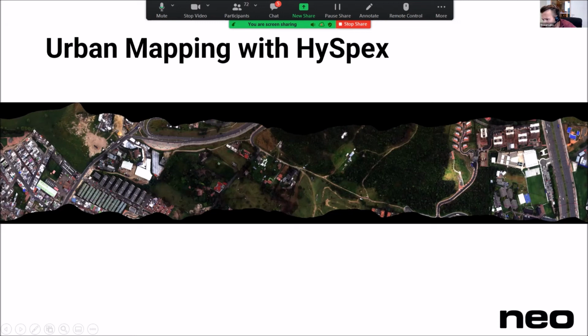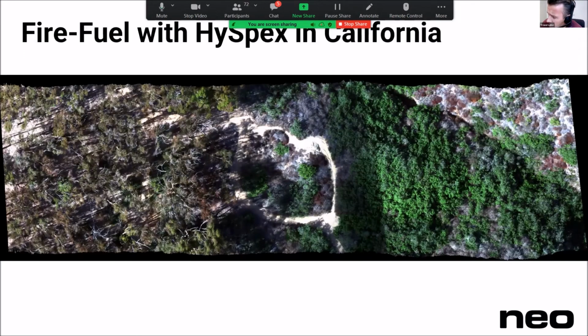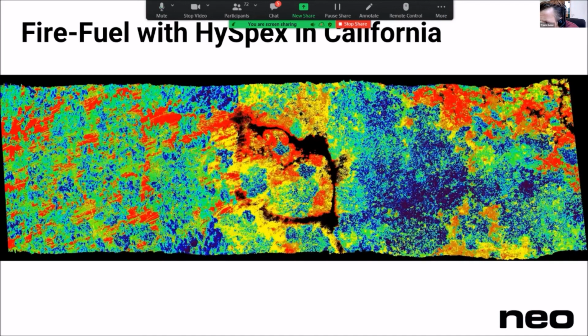Urban mapping, not sure where this is, but we can detect what you're looking at on the ground in very rough classes, not too many classes here. This is a demo we did in San Diego, I think maybe 3, 4, 5 years ago, where they have the eucalyptus trees, right, that are producing a lot of fire fuel. So they want to detect the fire fuel so they can, I don't know, remove it or rake it, like Trump said.